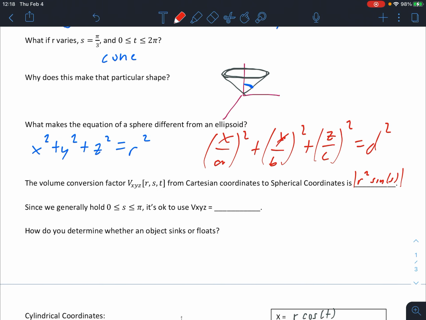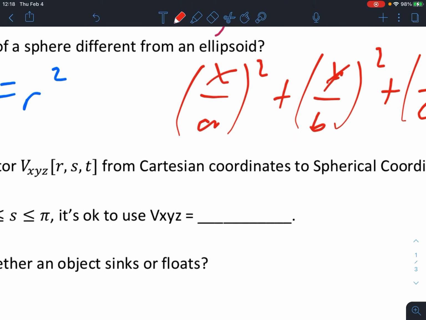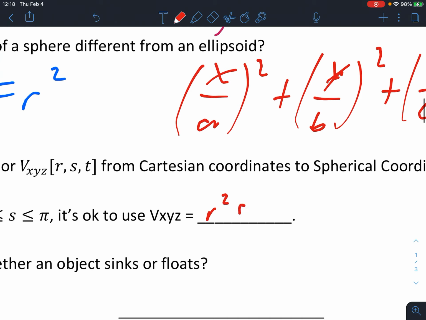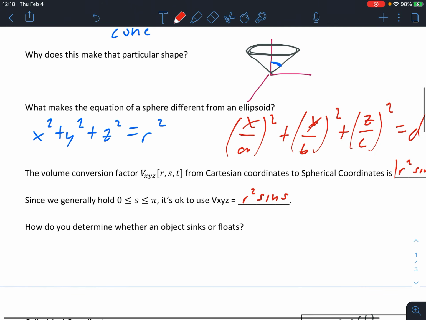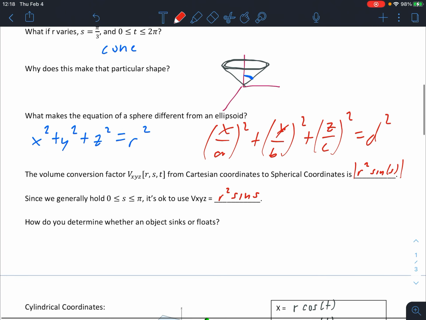However, we generally keep s from 0 to pi, so we really don't need those absolute value bars. Because if you take the sine of every angle from 0 to pi, you're going to get a positive number. And if you square r, you're going to get a positive number. And a positive number times a positive number will, of course, give you a positive number. So the absolute value bars are pretty obsolete there, unless we change our domain of s.